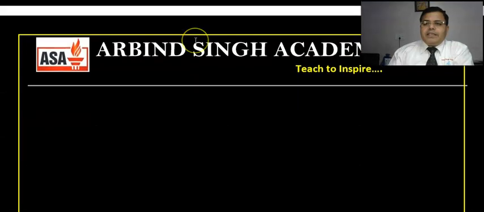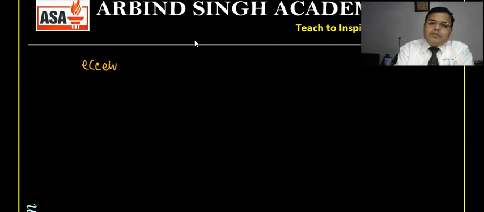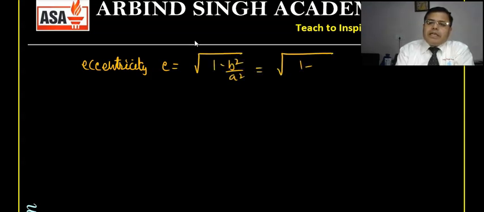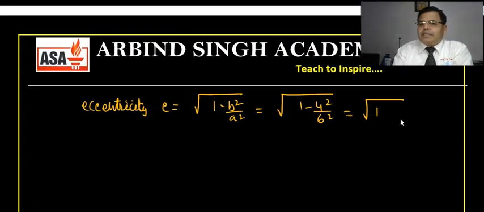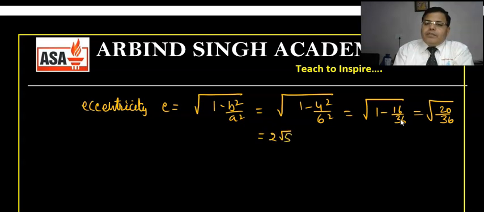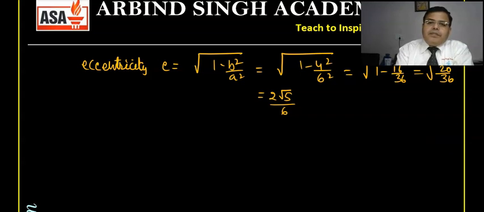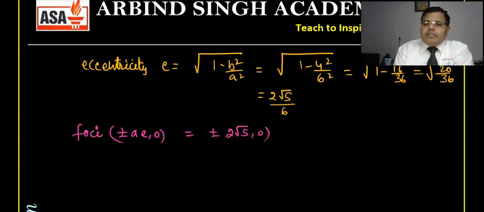And we will find eccentricity. Eccentricity e is equal to under root 1 minus b square by a square, that is under root 1 minus 4 square by 6 square, that is under root 1 minus 16 by 36, that is 20 by 36, which is 2 root 5 by 6. So eccentricity is 2 root 5 by 6, which is less than 1. Now foci is plus minus ae comma 0, that is plus minus 2 root 5, because 6 and 6 cancel out, comma 0. That is foci is plus minus 2 root 5 comma 0.